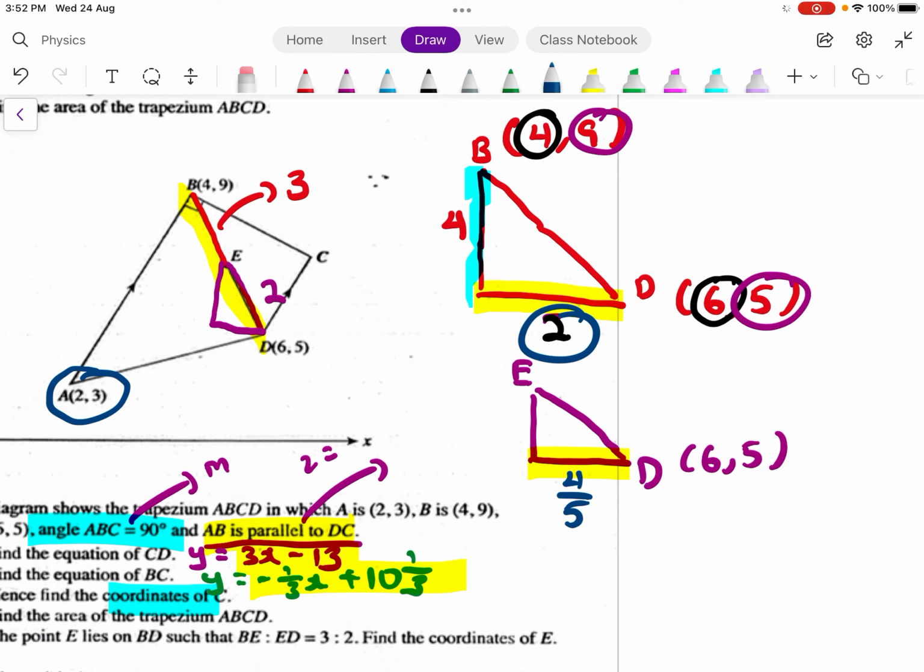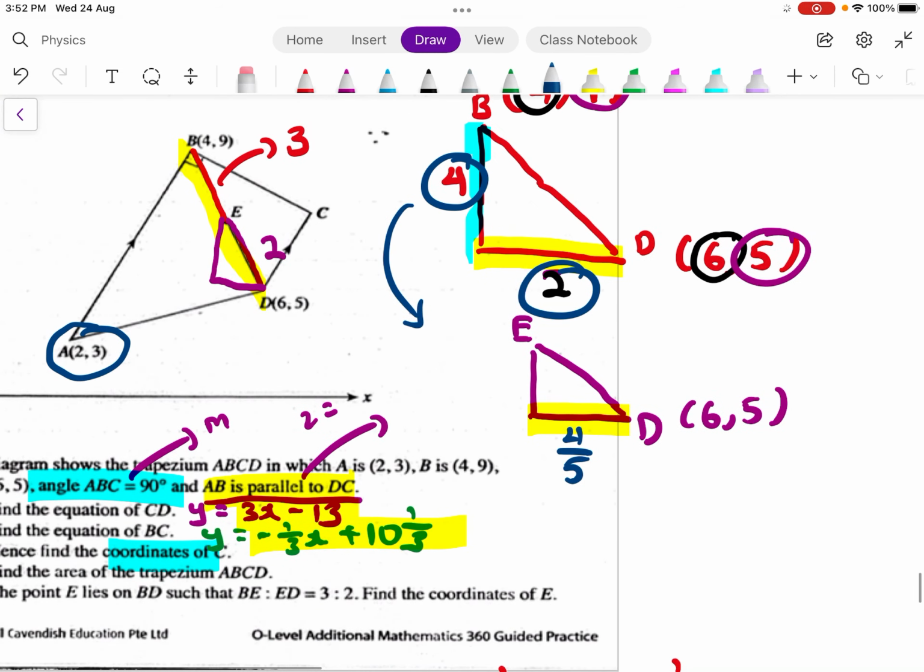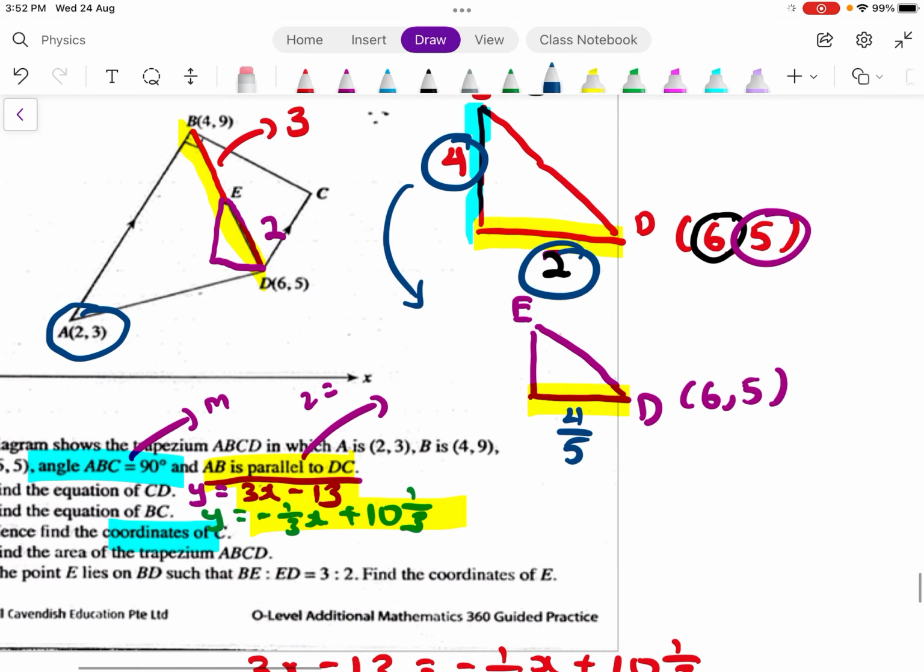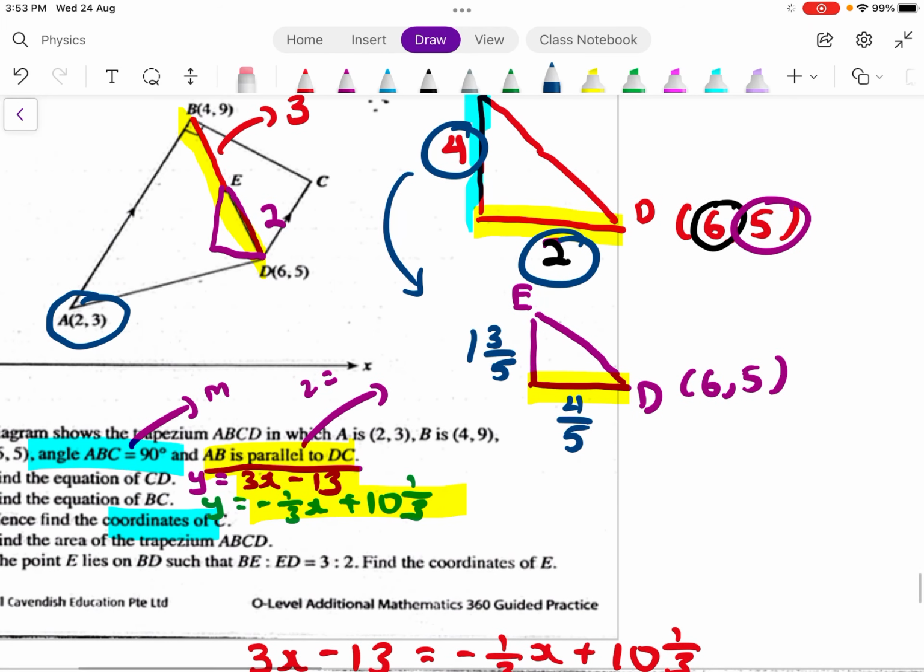Now we go to the height of the small triangle. The big triangle's height is 4. You divide by the scale factor 5/2. So the height of the small triangle is 4 divided by 5/2, which is roughly 1.6. Now it's time to find the coordinates of E. Maybe I draw here already.